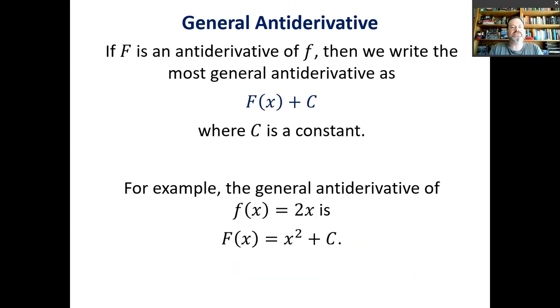And so that leads us to the most general antiderivative, where you write capital F of x, and then you just write plus c. So the general antiderivative of 2x is x squared plus c. And that should make sense, right? Any parabola shifted all the way up or all the way down as far as you want to go has the same slopes of its tangent lines.